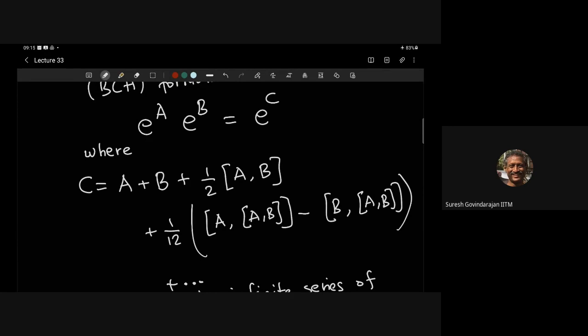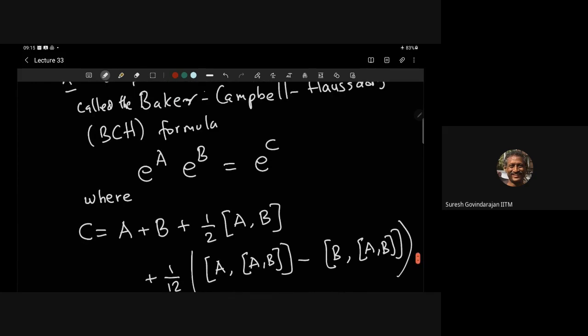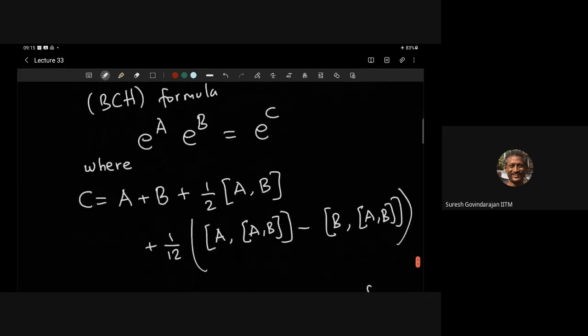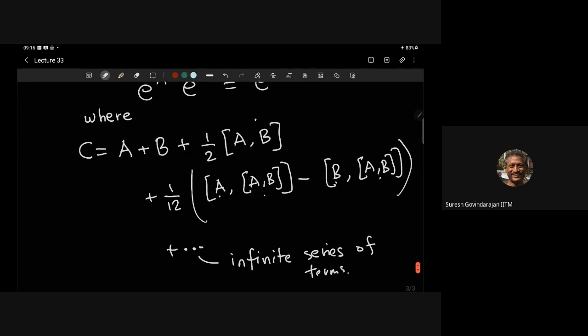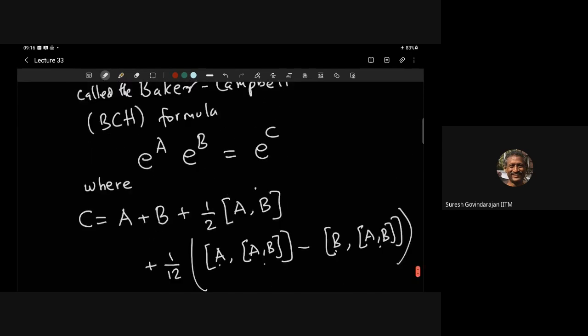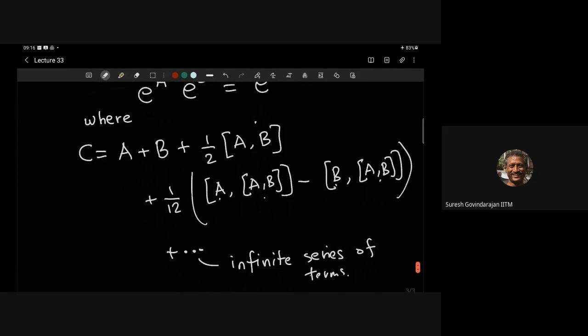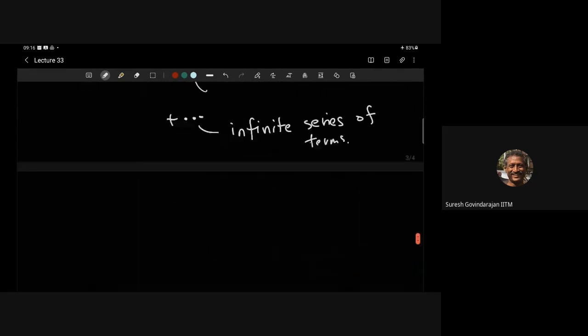The point here is that if you look at the pattern, the first non-trivial term after A plus B is the commutator of A and B. If you look at the next term, it also has the commutator of A and B. So if A and B commute, this term vanishes, even the nested ones, because A with 0 is 0, B with 0 is 0. In fact, all the other terms that I have not written also will contain the commutator of A and B.